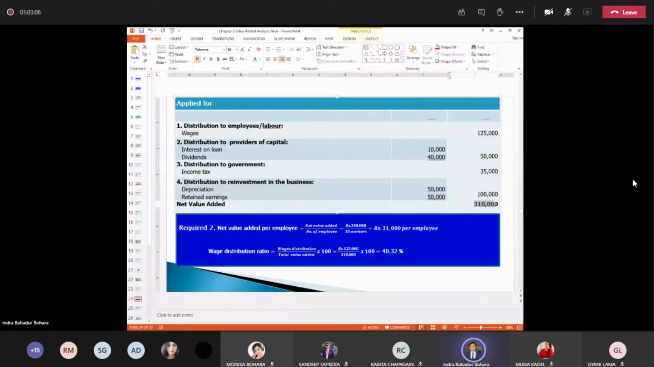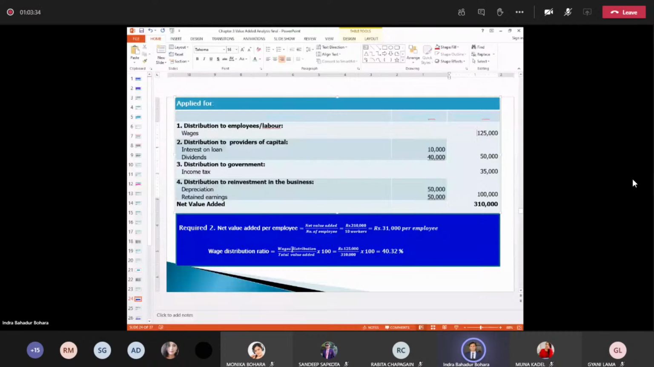3,10,000 is the total value added, and out of which 1,25,000 is the value added for the wages, or for the distribution to the employee. What percentage is the value added for the wage? What percentage is the wage out of value added? So 1,25,000 divided by 3,10,000. To find the percentage, put the total in the denominator. That is the wage distribution ratio.